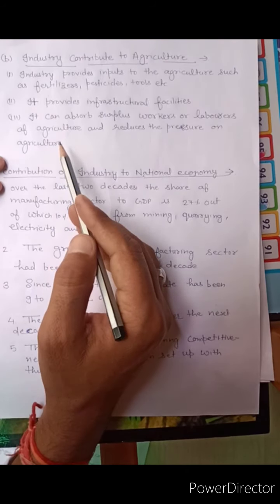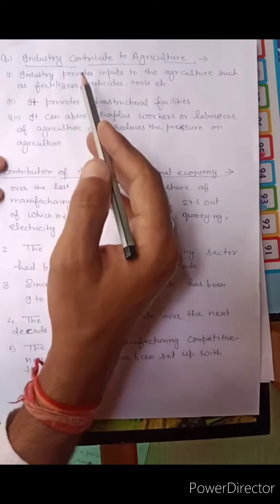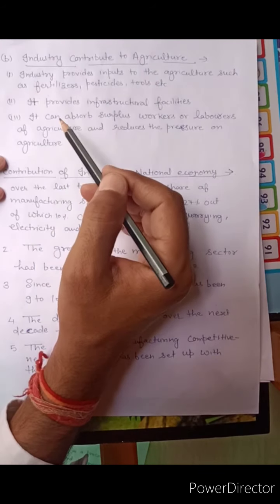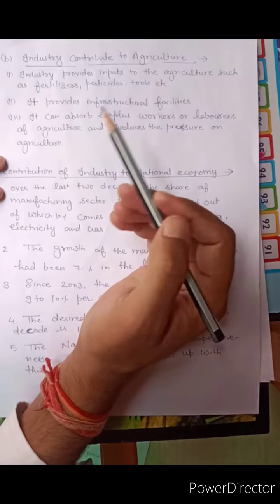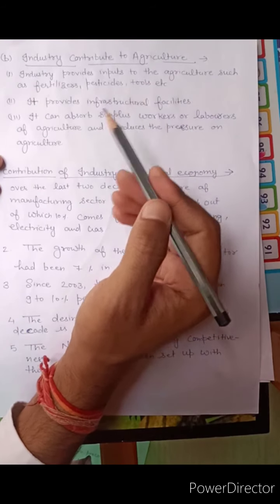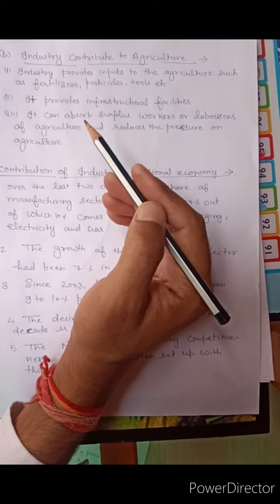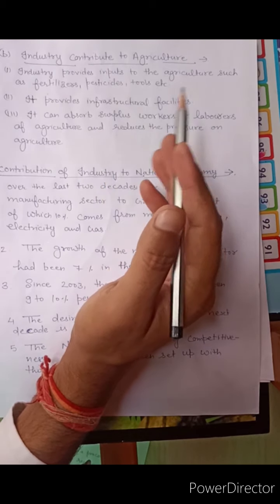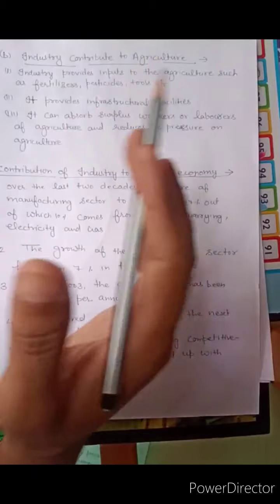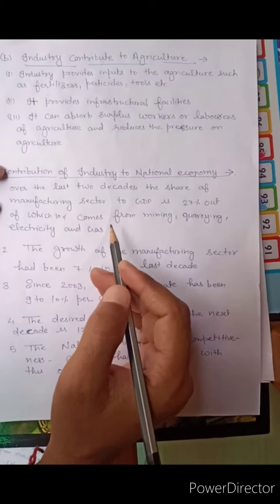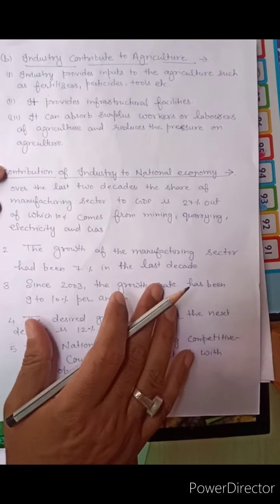The most important contribution of industry to agriculture is that it reduces the burden of employment over which sector? The primary sector, or the agriculture sector. So this is the relation between agriculture and industry, and both are interrelated and both are the two sides of the same coin.